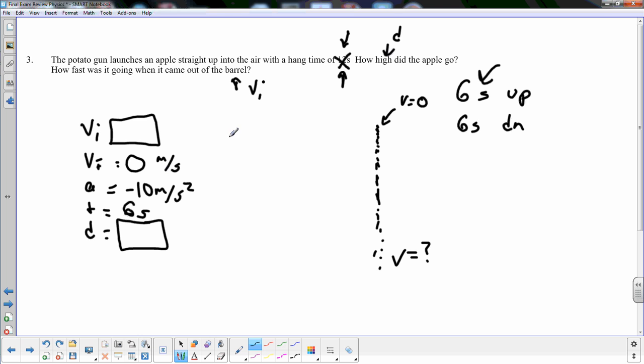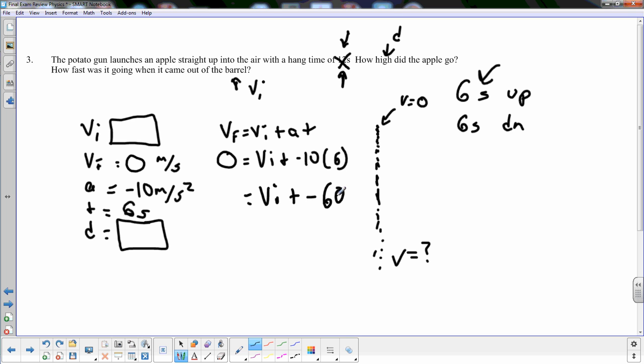VF equals VI plus AT. 0 equals VI plus negative 10 times 6, because that's our 6 seconds. Last time I checked, VI plus negative 60 equals 0. Add 60 to both sides. We're going to have an initial velocity of 60 meters per second. Boom. And then the question is our distance.